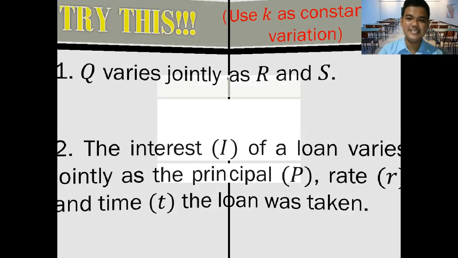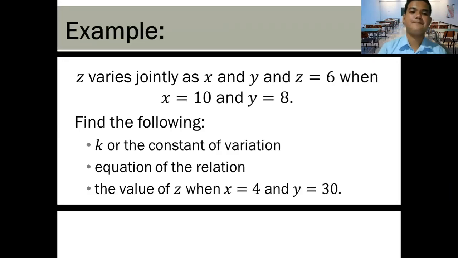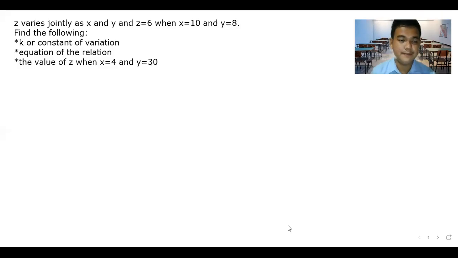Alright? Sige. So let's now apply it in a worded problem. Example. Z varies jointly as x and y, and z is equals to 6 when x is equals to 10 and y is equals to 8. Find the following: k, or the constant of variation, equation of the relation, and the value of z when x is equals to 4 and y is equals to 30. So let's use the whiteboard to answer that problem. Right? Okay, so this is the original problem.